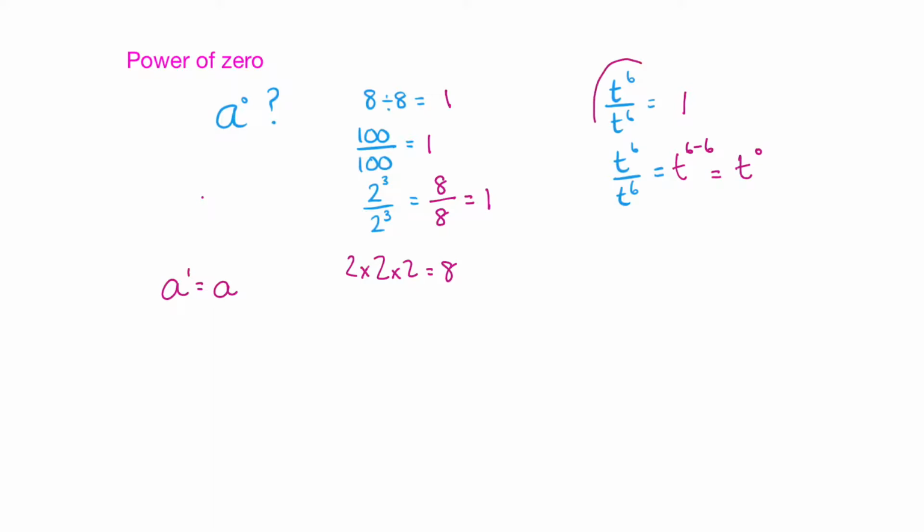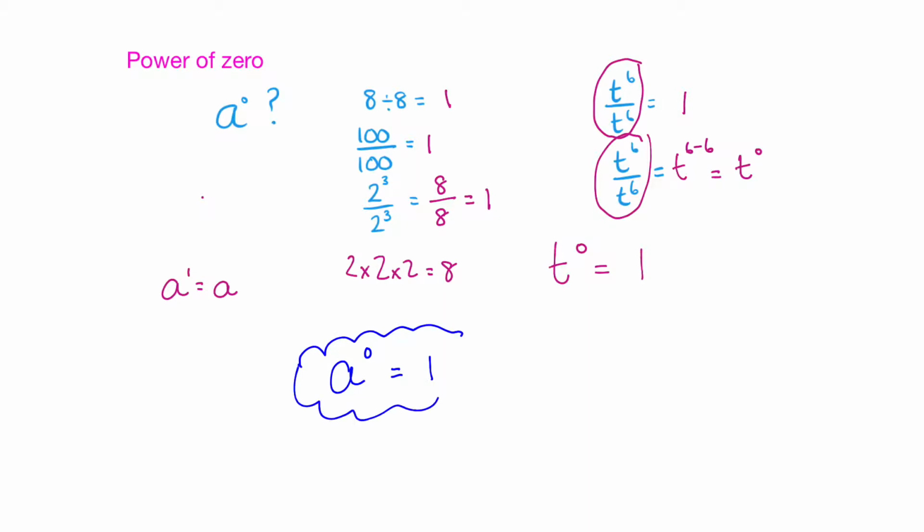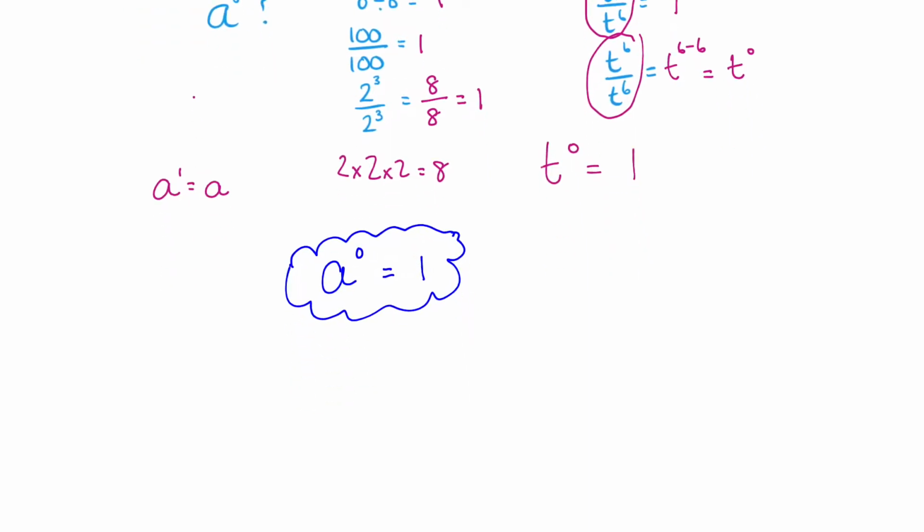But remember, this question is the same as this question. So actually that must mean that t to the power 0 is 1. And it must mean that anything to the power 0 is 1. So this is our next rule, that a to the power 0 is equal to 1. Anything to the power 0 is 1. That's just to be learnt.